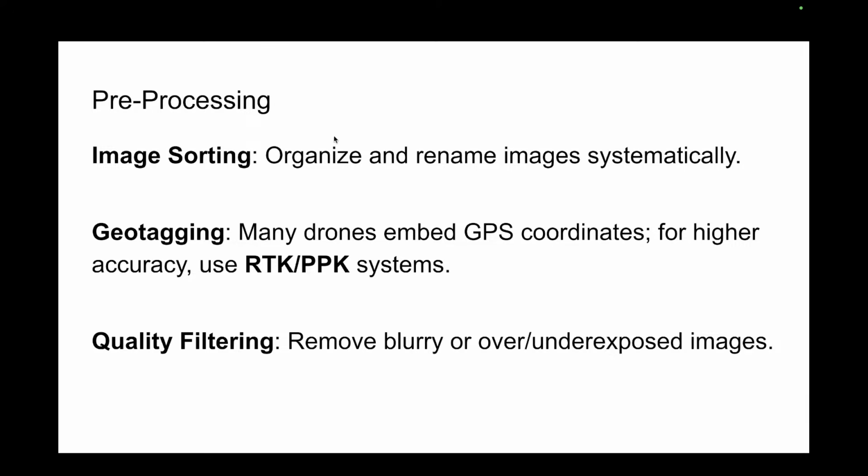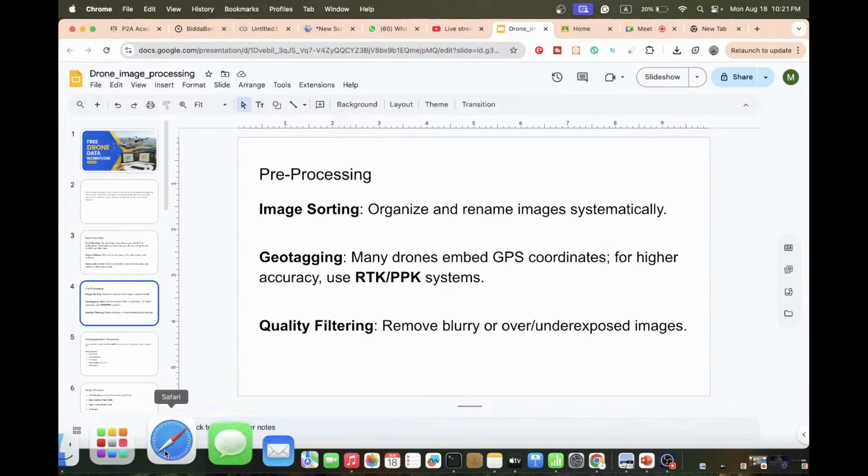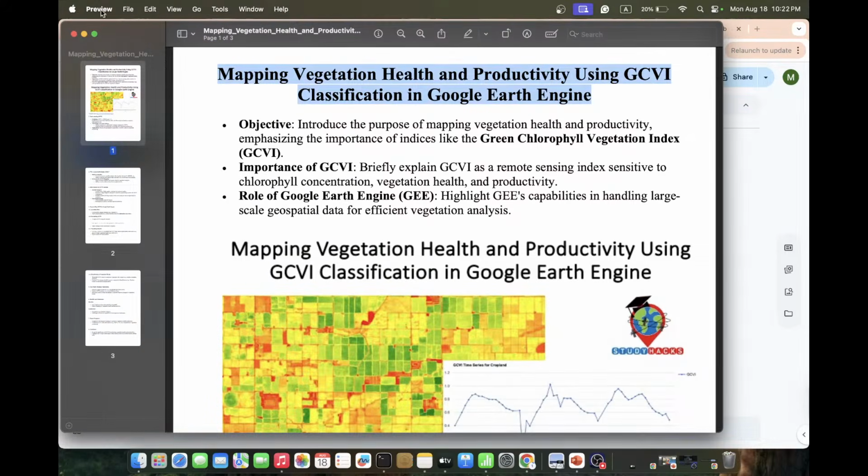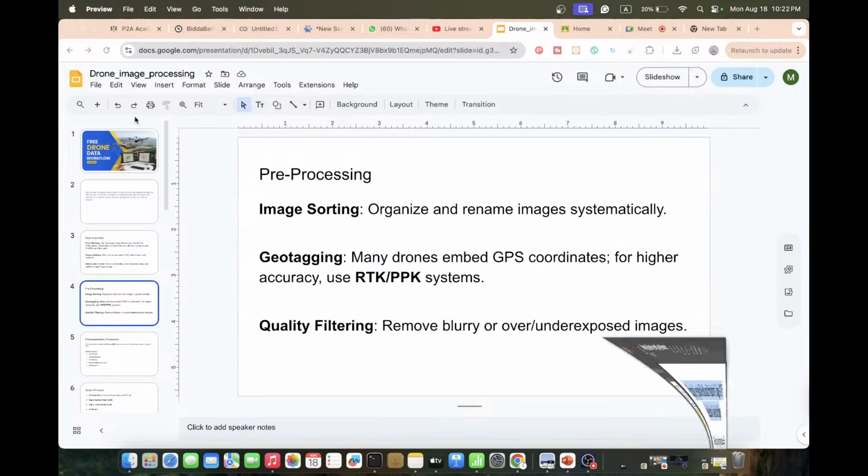Then quality filtering. Quality filtering removes blurry or over- or underexposed images. Suppose I take some images and find that some are very blurry, or there is a lot of haze. Then we simply remove this type of image, and we ensure that all of the images are of very good quality. So this is the quality filtering.